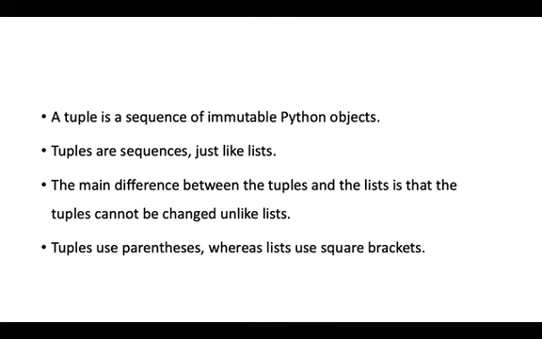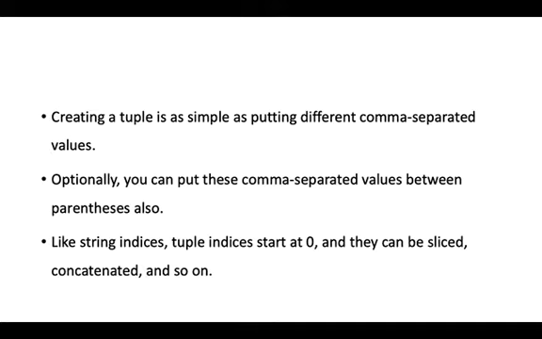Tuples use parentheses, whereas lists use square brackets. We will see in an example how we can declare tuples and how they are different from lists. To create a tuple is as simple as putting different comma-separated values. Optionally, you can put these comma-separated values between parentheses also. Like string indices, tuple indices also start at 0, and they can be sliced, concatenated, and so on.